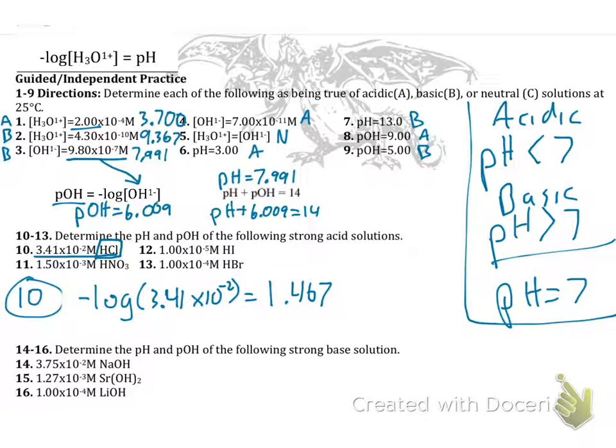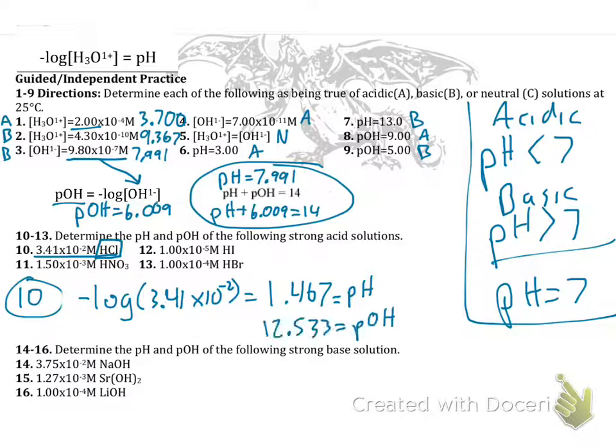So now that we have the pH, what's the pOH? Well, we can use this equation right here to calculate what the pOH is, because we know that the pH plus the pOH is going to be 14. And that will give us a pOH of 12.53.